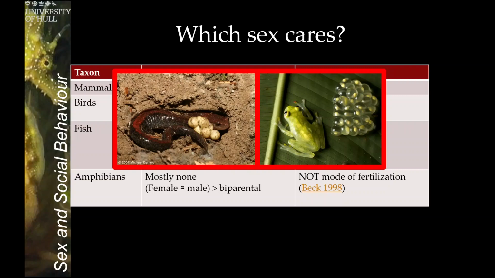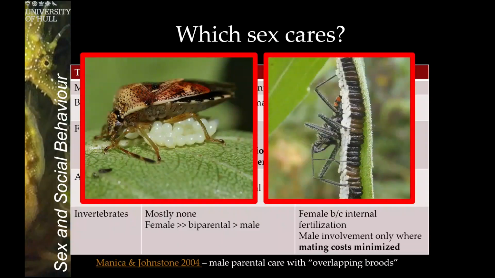In amphibians, you get mostly no care, and where there is care, it's typically female. Female and male care are basically similarly distributed, and biparental is rare. It's not to do with mode of fertilisation, at least. We know that from that Beck paper. In invertebrates, such as insects, there's loads of care. Most insects do no care, but there are loads of examples of care, and many more female carers than others. You're typically predicted to get more female care because of internal fertilisation, similarly to the fish argument. And the best argument so far is that males tend to care where their mating costs are minimised. So if they can guard many eggs from multiple females, that allows them to gain lots of matings while still doing the care. So there are lots of different taxon-specific, ecology-specific arguments for who does the care.